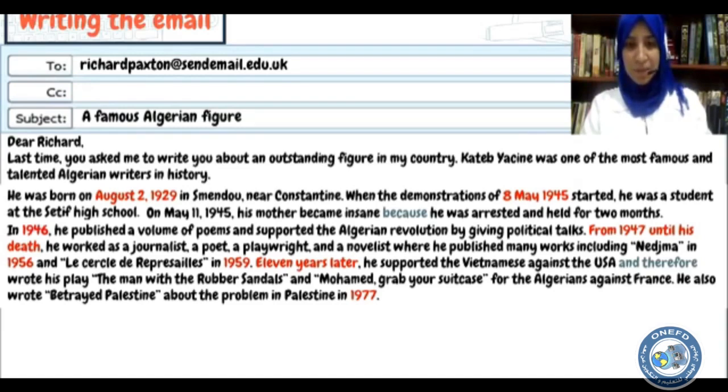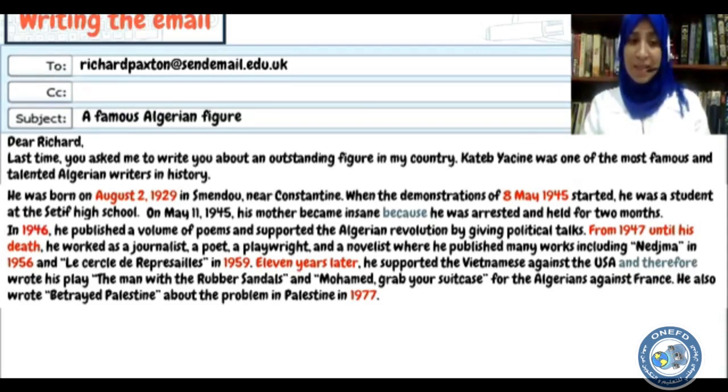11 years later, he supported the Vietnamese against the USA and therefore wrote his play The Man with the Rubber Sandals and Mohammed Grab Your Suit for the Algerians against France. He also wrote Betrayed Palestine about the problem in Palestine in 1977. So these were his works briefly following chronological order.